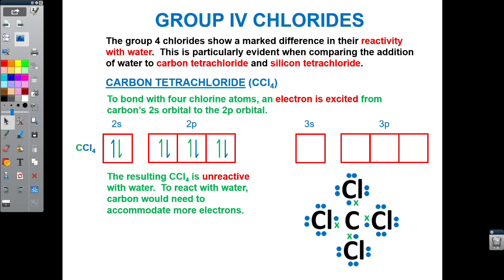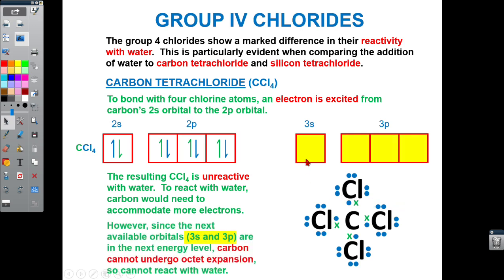Now, the reason for this is these orbitals here, the 3s and the 3p, are not available for bonding for carbon. In order for carbon to react with the water, electrons would have to come in from the water and we'd need to undergo octet expansion. Carbon would have to accommodate more electrons. It's got nowhere to put them. These 3s and 3p orbitals, the next ones along, are in a different energy level to the 2s and the 2p. I've tried to show this here with a significant gap between these two orbitals. Because of the big energy gap, these are not available for bonding, so carbon can't expand its octet, and so it can't react with water.